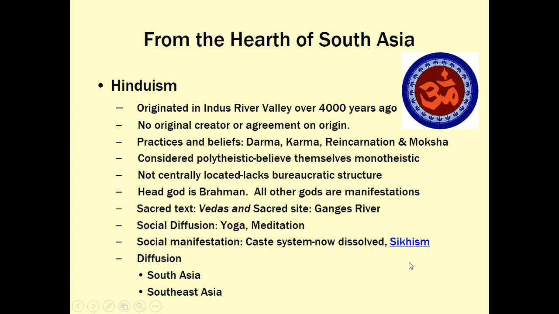Okay, Sikhism is a splinter religion, and of course, the next group that we talk about is Buddhism. That's a splinter religion too. But Sikhism is a splinter religion, and Sikhism is a more modern version. It's about 300 years old.